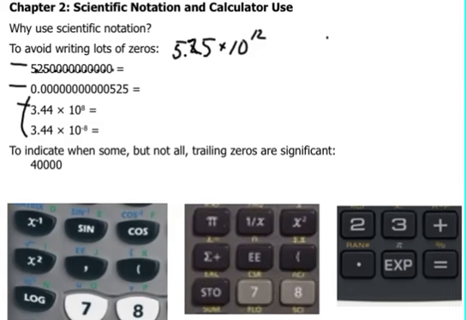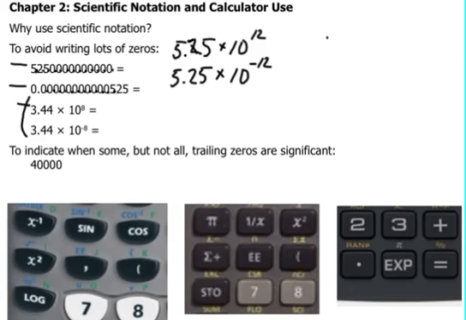And similarly, this number, starting with the 0, it has to end up here. So you count 1, 2, 3, 4, 5, 6, 7, 8, 9, 10, 11, 12. This will be 5.25 times 10 to the negative 12. So really big numbers end up with positive exponents, and really small numbers end up with negative exponents.